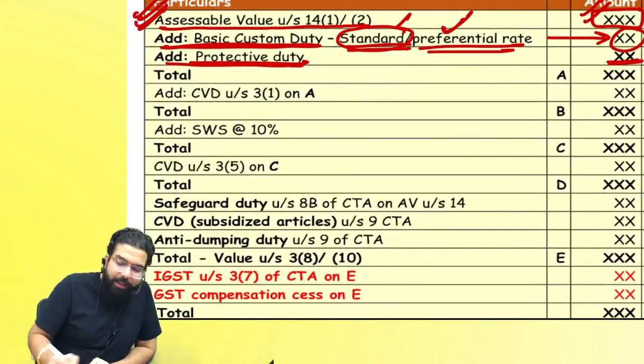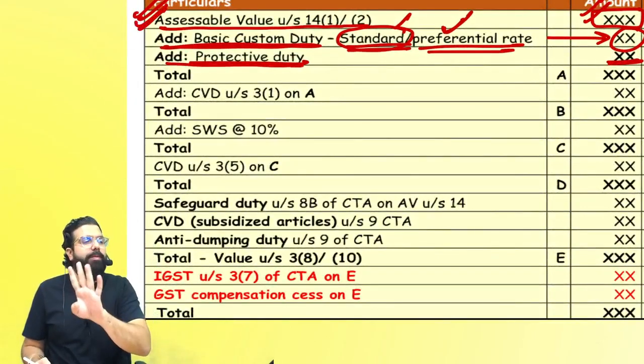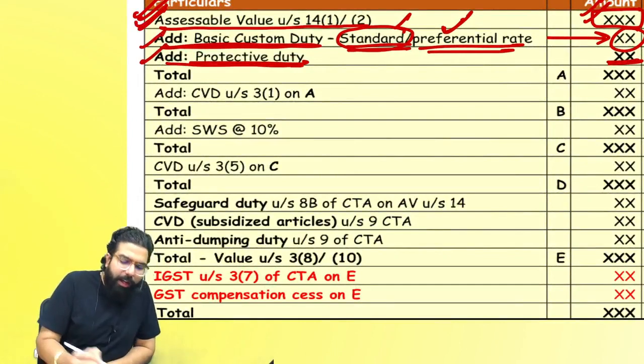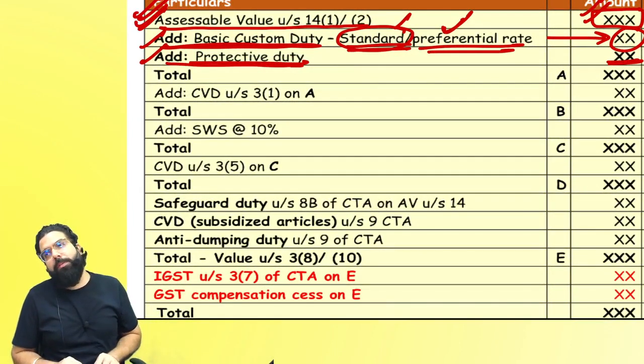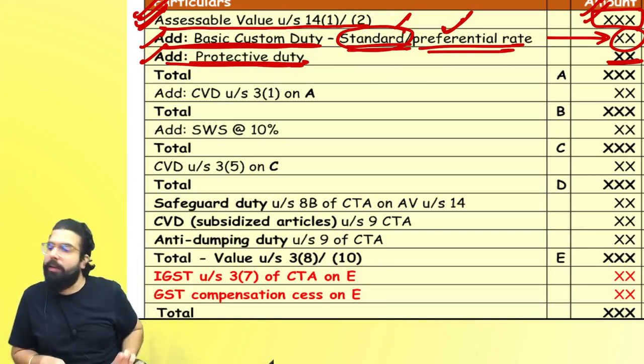We went ahead and learned the assessable value. On the assessable value, basic custom duty, standard rate or preferential rate of duty. Then we levy protective duty. Whenever protective duty is imposed, always remember one thing, you have to introduce the bill in the parliament, get it passed. Right, everyone? And you have to amend the Custom Tariff Act.